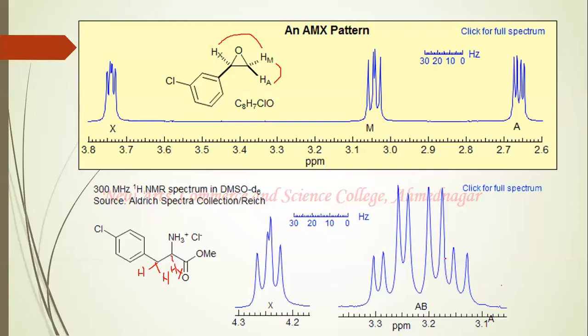First of all, we obtain an AB quartet like this, and then the lines of this AB quartet get split by this X proton, and this X proton splits all the lines of this AB quartet. This AB quartet is not a first order quartet. Actually, these two are doublets, distorted doublets. So each line of this AB quartet will get split into a doublet by the X proton. So you are going to get a doublet like this.